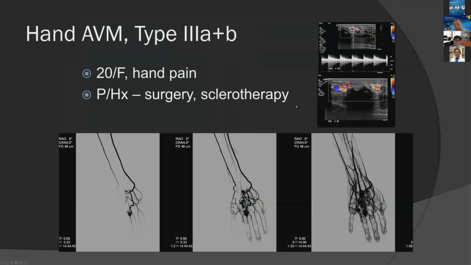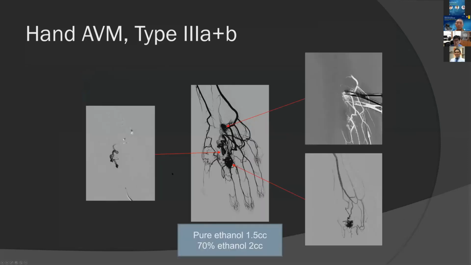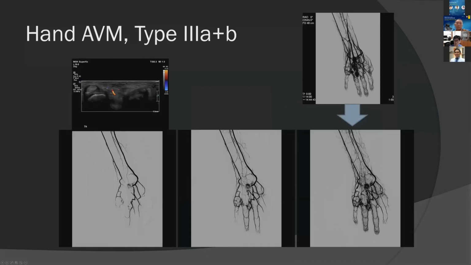This is another example of an AVM, type 3A and B. Previously, she received surgery and sclerotherapy, but residual AVM was still noted, and I treated this lesion with direct puncture using diluted ethanol. Follow-up angiography shows markedly reduced vascular staining. She visited our clinic recently, and the DUS shows no evidence of residual AVM.